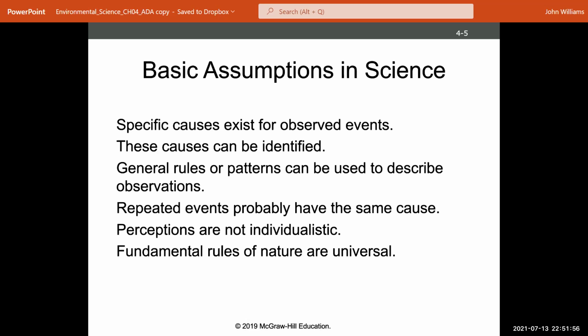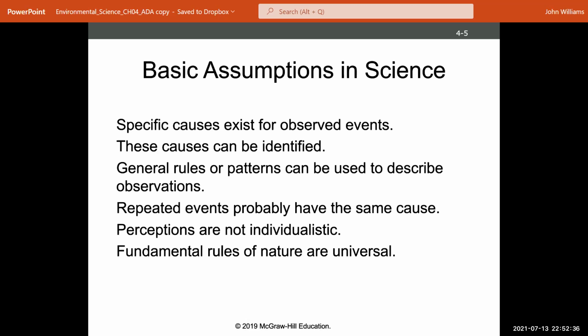Then, once those causes have been identified, you can generate rules or patterns to describe these observations. And so let's say, for example, that the bees only can see in the visible wavelength of, say, the purple color, then in general, you would expect bees to only visit flowers that fall in that range of wavelengths that they can see. And so you would repeat these observations, repeat that experiment to see if your general rule or pattern holds true across different bee populations.